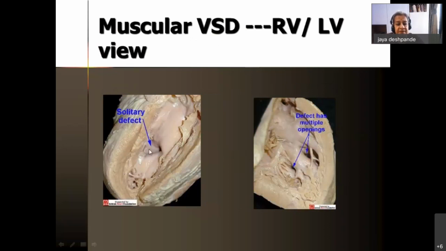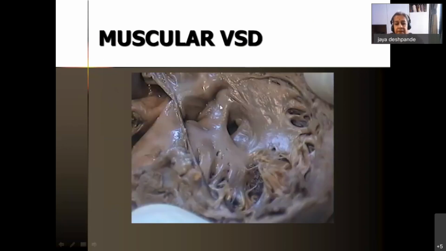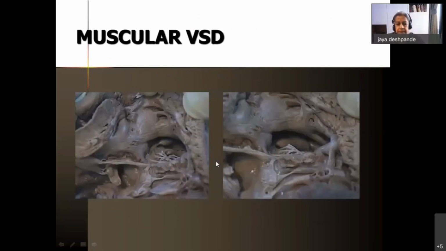From the left ventricle, you see it as a simple small hole in the muscular interventricular septum. Here you have multiple defects in the muscular interventricular septum. Here again, a muscular interventricular defect surrounded by muscle on all sides. This is from the right ventricle. Again, a muscular interventricular defect, the same thing as you see here.